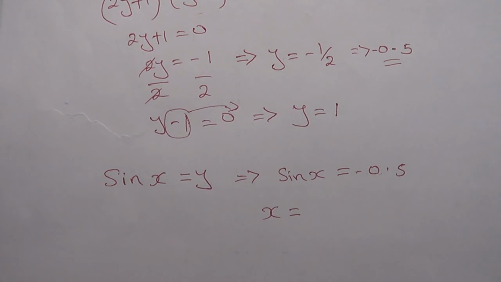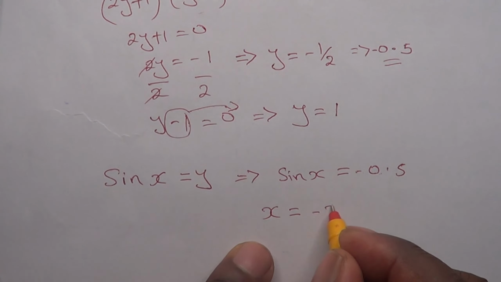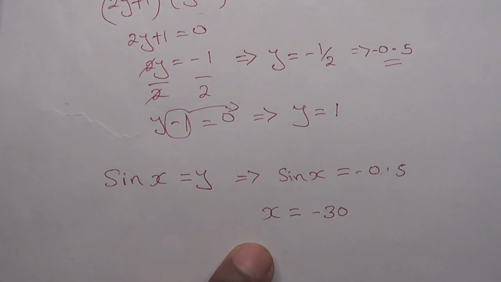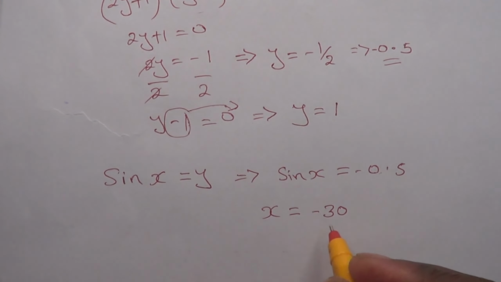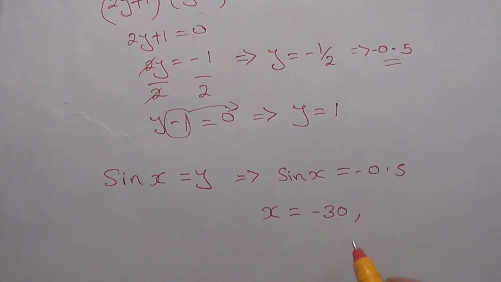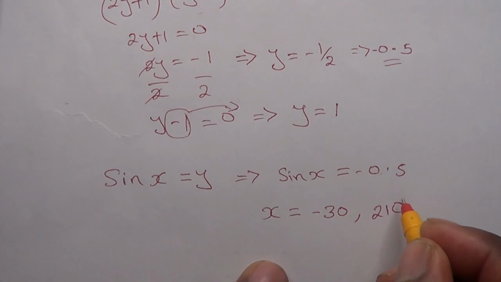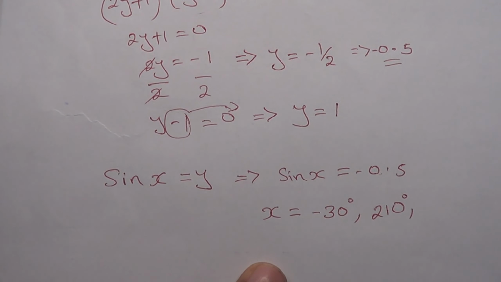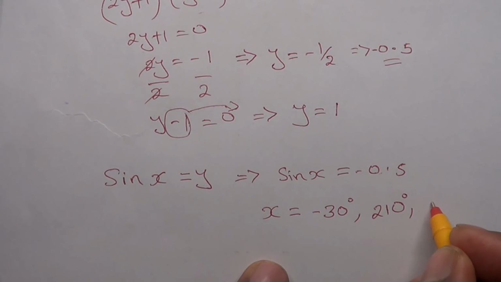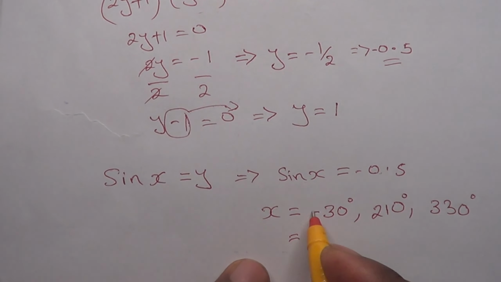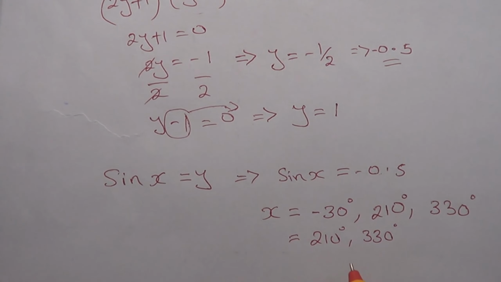The first one will be -30. So if it is -30, because that is the positive reference angle, I will take 180 plus 30, I get 210 degrees. Then 360 minus 30, I will get 330 degrees. Because it is negative, it will be 210 degrees and 330 degrees.